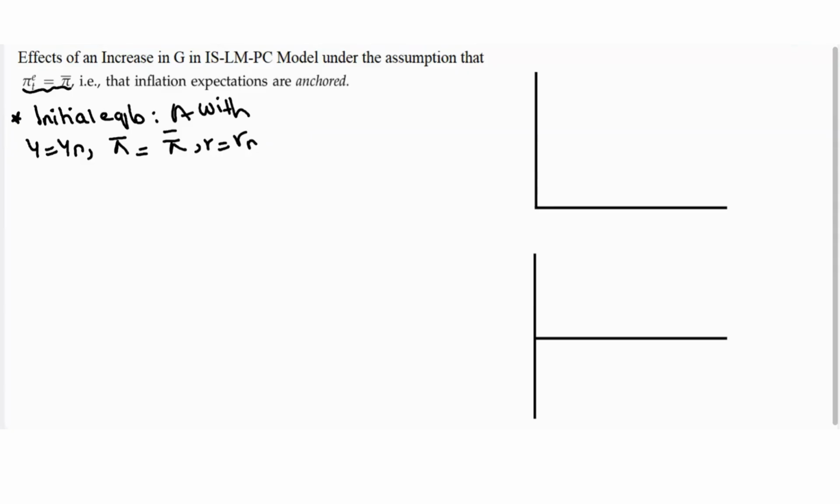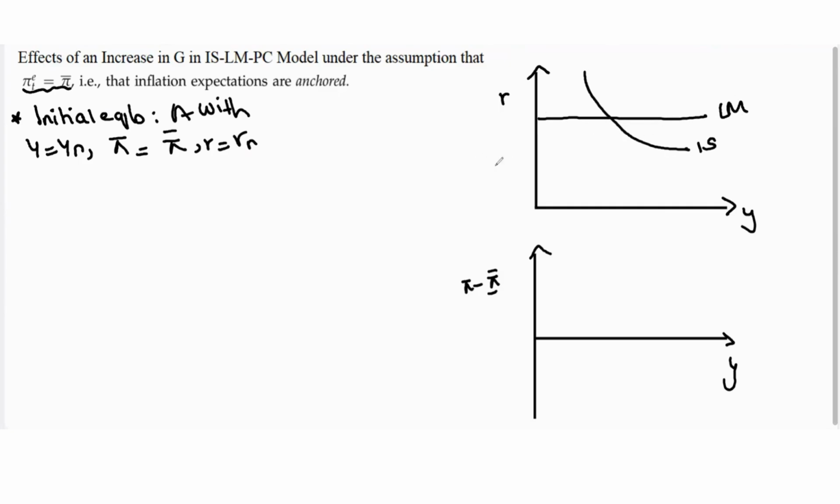Now let's graphically illustrate this. In the upper panel we plot R and Y, and in the lower panel we will plot pi minus pi bar against Y, because we're assuming inflation expectations are anchored to the central bank's target rate. So we have our downward sloping IS curve, we have our flat LM curve, and we're assuming you begin with medium-run equilibrium.